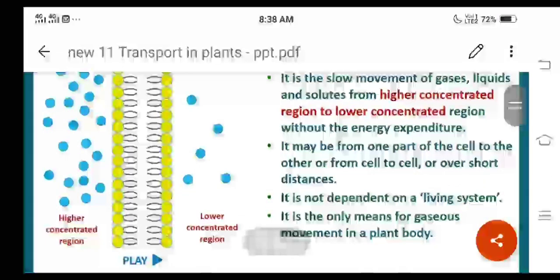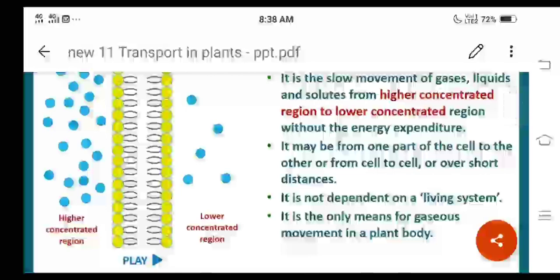And one more thing, the third point: it is not dependent on a living system. One more important character, right? And in case of plants, it is the only means of gaseous movement in a plant body. Whatever gaseous movement occurs within the plant mainly occurs by the process of diffusion only. This is one more point.